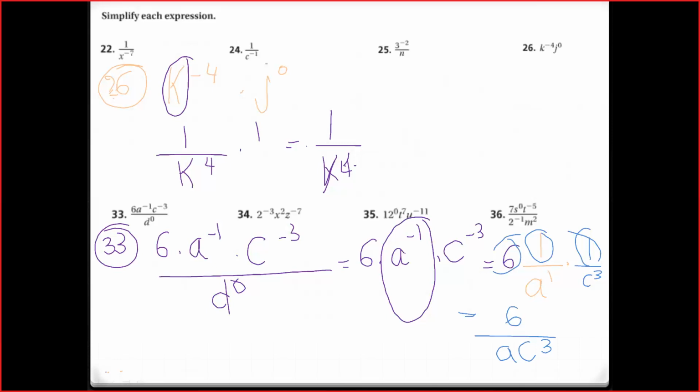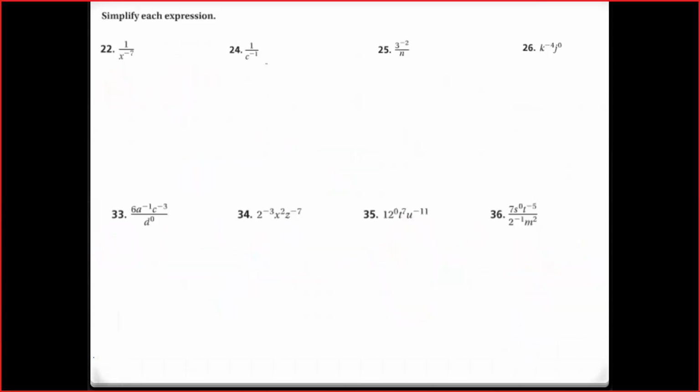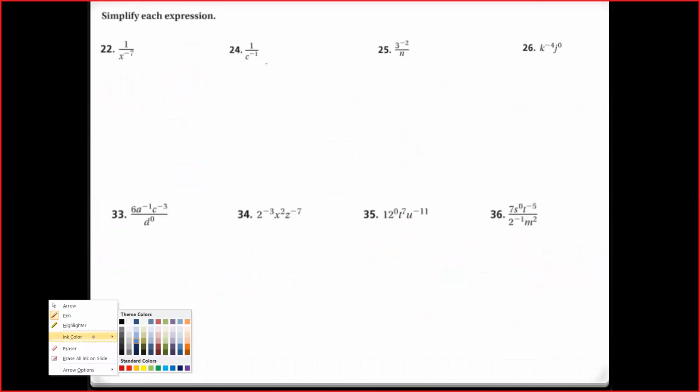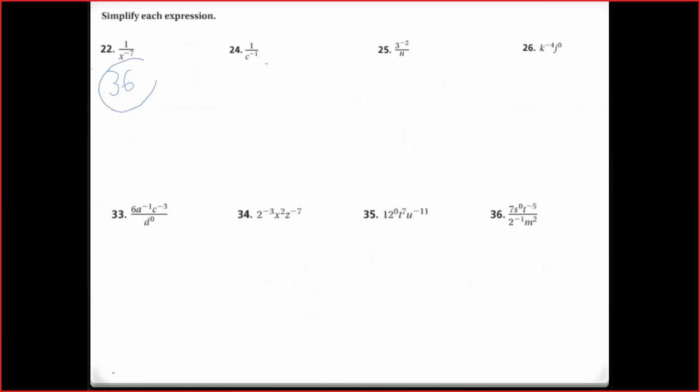Okay, now let's do number 36. Number 36 now. 7 s to the power 0 t to the power negative 5 over 2 to the power negative 1 times m squared.